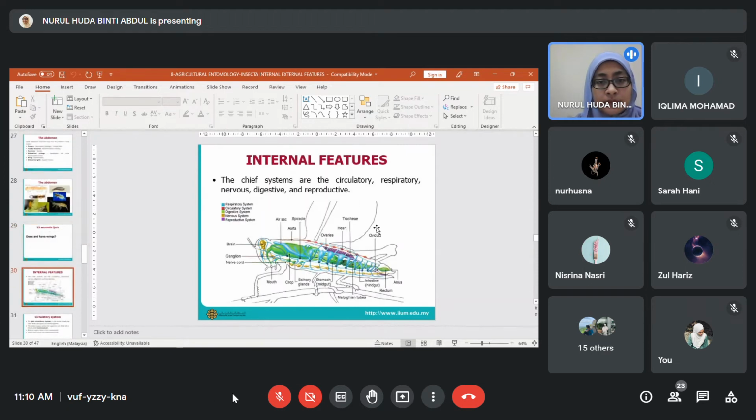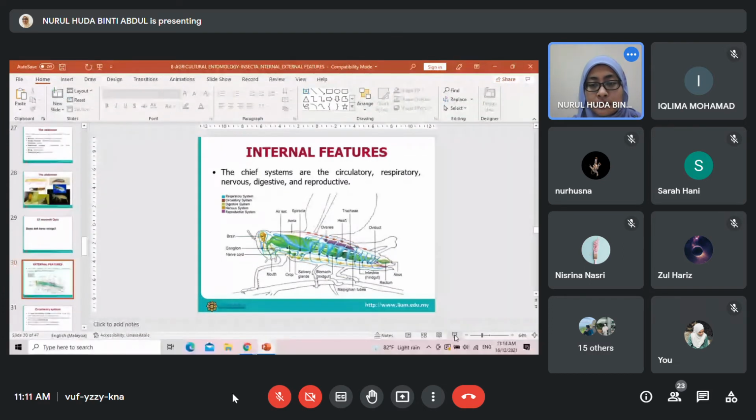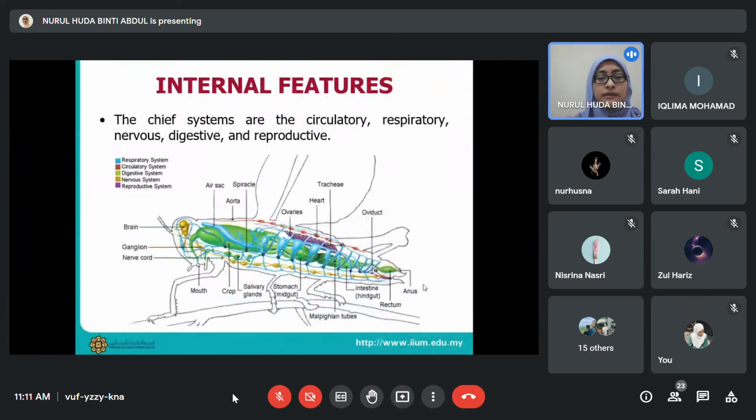Okay, so now we go to internal features. Internal features mean all the internal parts, which include the circulatory organ, respiratory organ, nervous system, digestive and reproductive. This first picture shows all the systems, all the features according to their own color. It looks tangled, right? But anyway, we will look at them one by one.